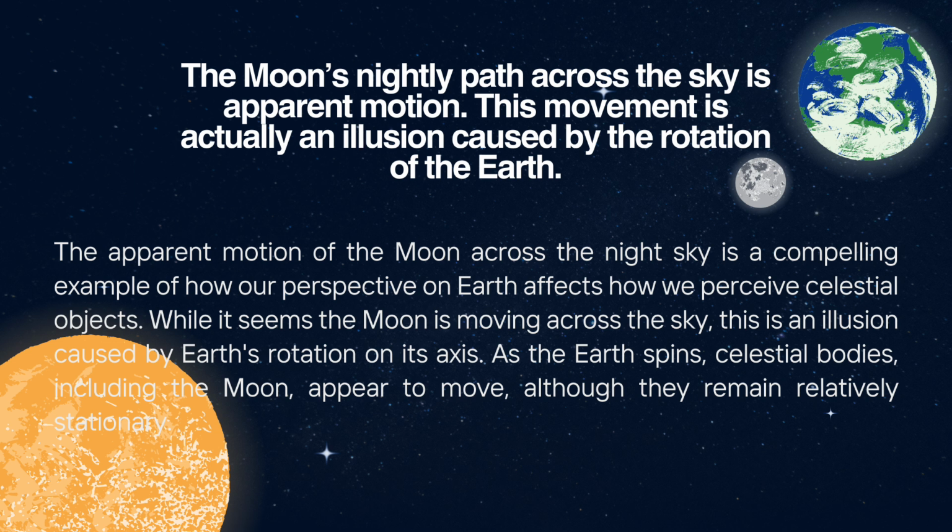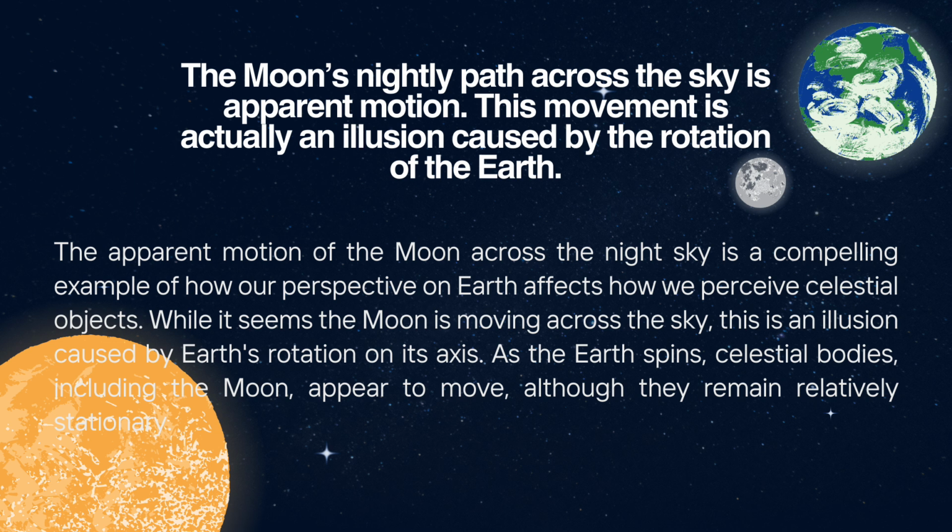The sky is always changing. The idea that the things in the sky are constant and unchanging is a common misconception. By observing the sky over just a few hours, students will see that the objects in the sky move, changing position in a regular way. So the moon's nightly path across the sky is apparent motion. This movement is actually an illusion caused by the rotation of the Earth.